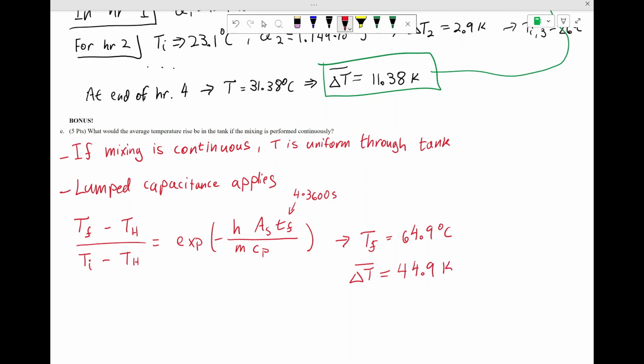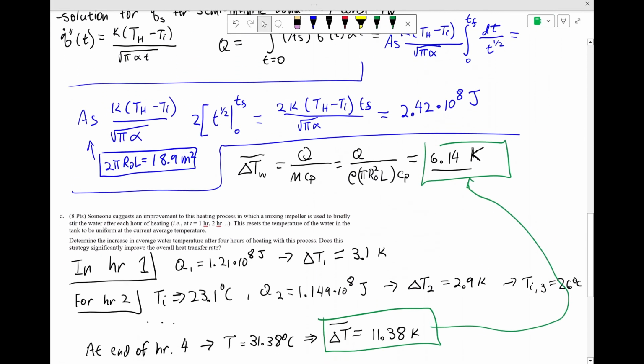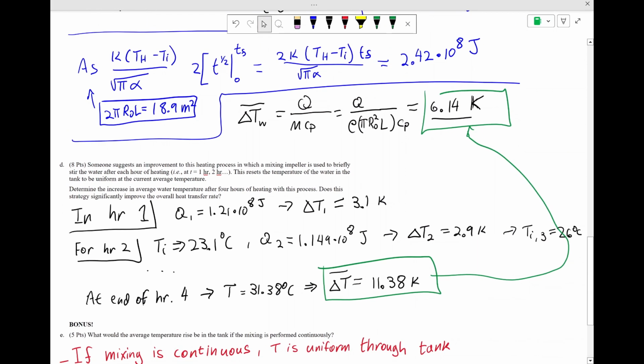So that just illustrates how this mixing process can really enhance the heat transfer, versus if you didn't have any flow and you were just relying on conduction alone, you would expect maybe only an eighth of that temperature difference, or a seventh, or something on that order.